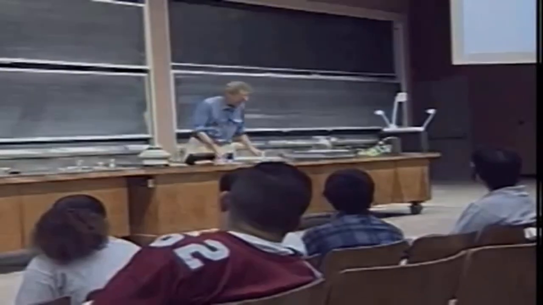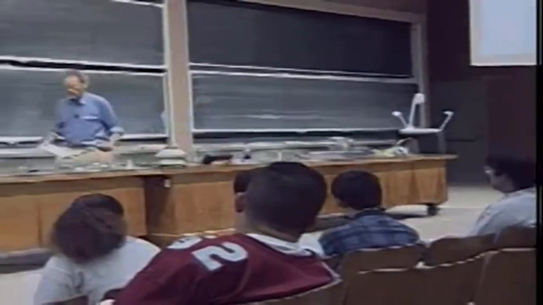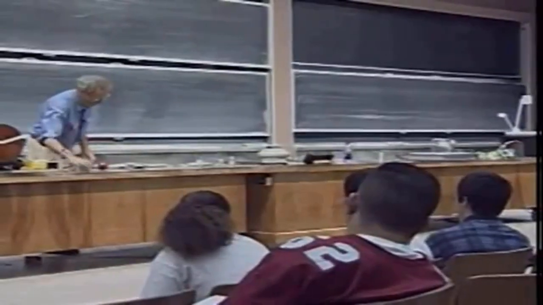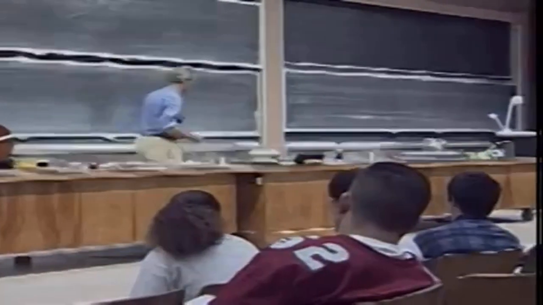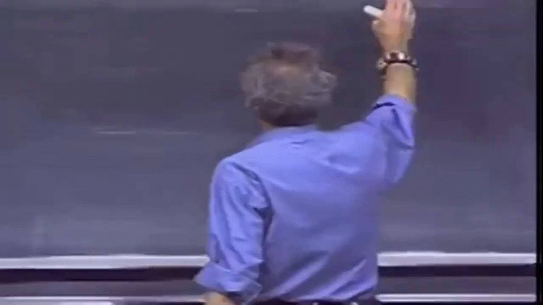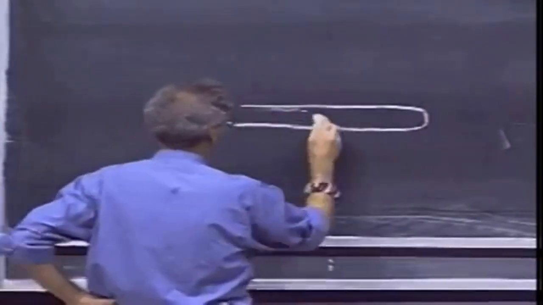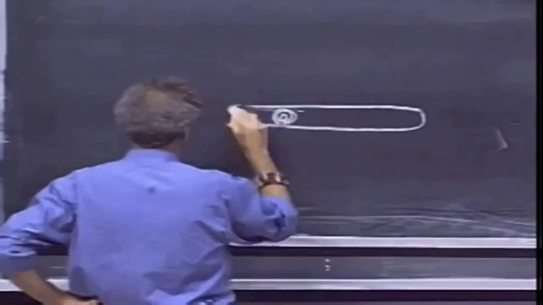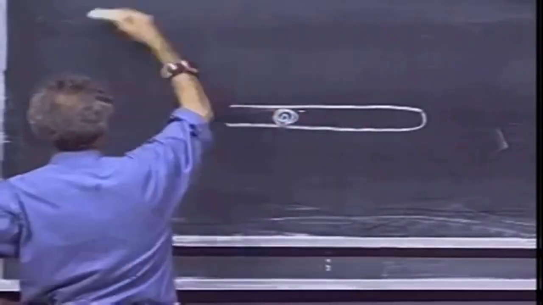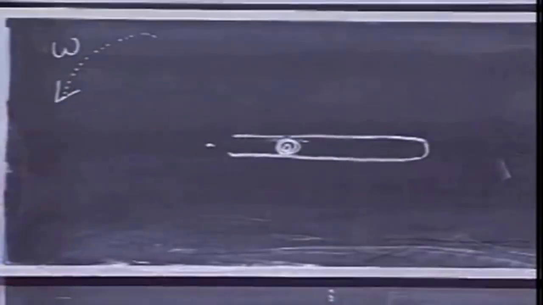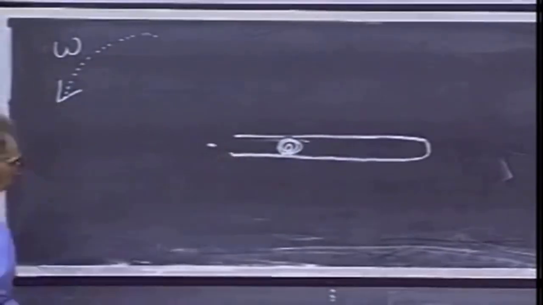Now, let's look at an object that we're going to rotate. I have a glass tube that I want to rotate, and in the glass tube I have a marble. The glass tube is very smooth. I have here the glass tube. Here is a marble. I'm going to rotate it in this direction, say with some angular velocity omega, about an axis perpendicular to the blackboard.